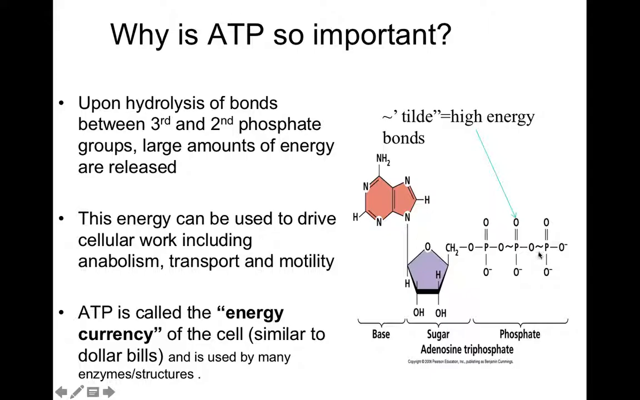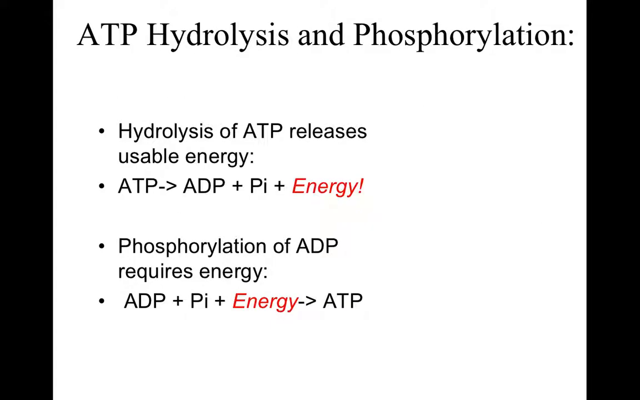You want relatively small amounts of energy to be released when these bonds are broken, because remember, they're dollar bills. They aren't $100 or $1,000 bills. So the cells can then use ATP as a source of energy for cellular work. Examples of cellular work are anabolism, also known as biosynthesis, active transport, and motility. These are all examples of cellular work that the cell can use ATP to drive.